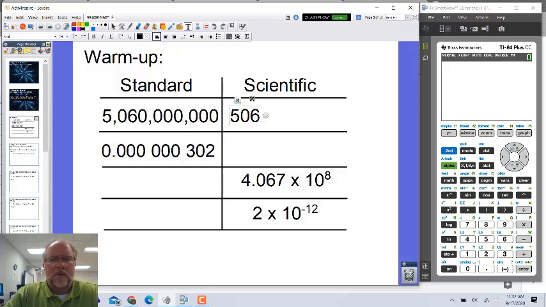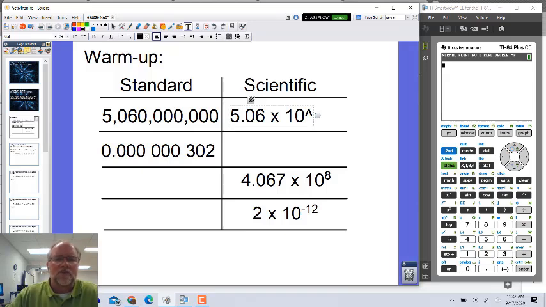I'm going to write 506. Now we need to place a decimal in this number so that its value is between 1 and 10, just like we've been doing. So I'm going to place a decimal right here. Now it's between 1 and 10. And then times, we're always going to write times 10, because that's what moves our decimal around. I'm going to use a caret key for my exponent.